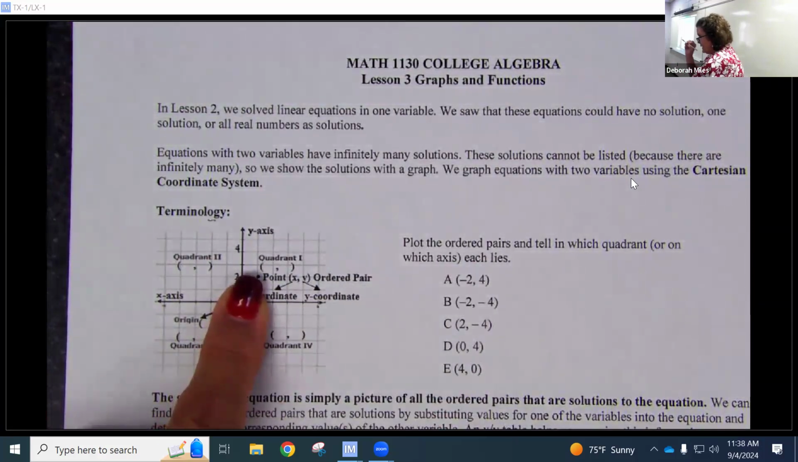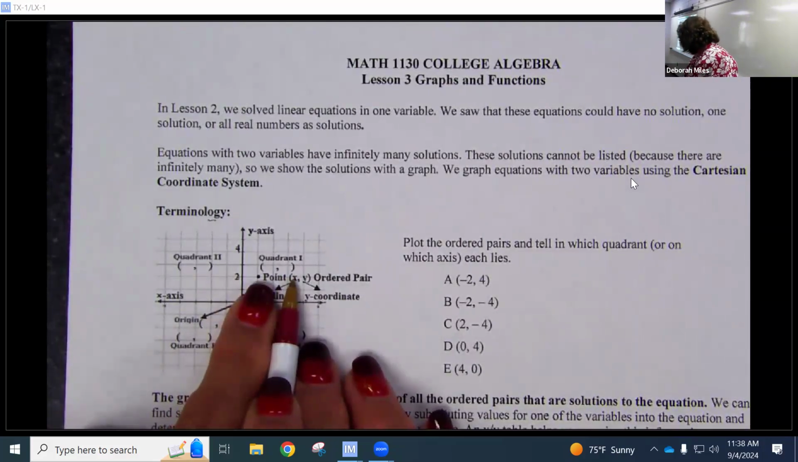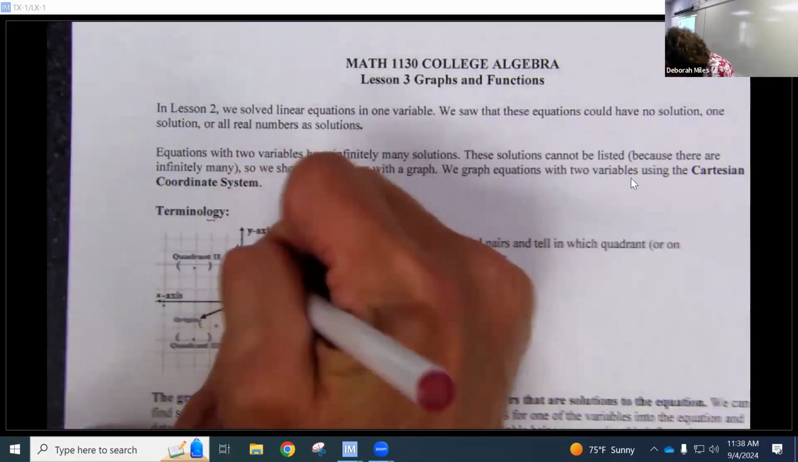And like Maddie said, in the first quadrant, both coordinates are positive. I'll let you put that in.